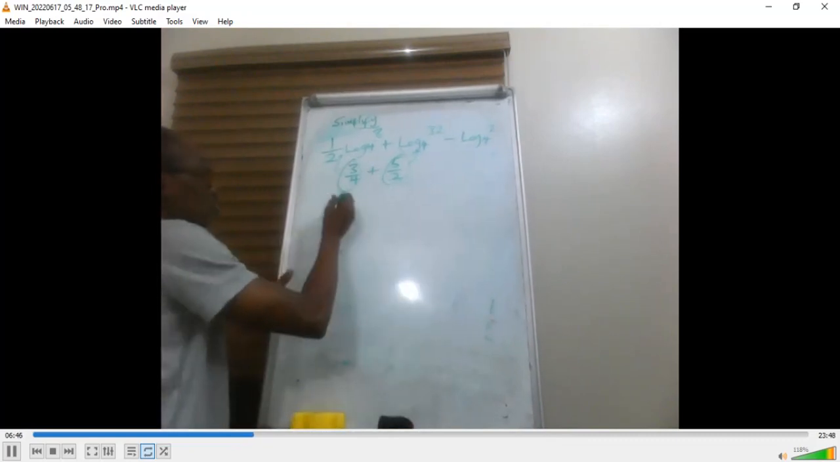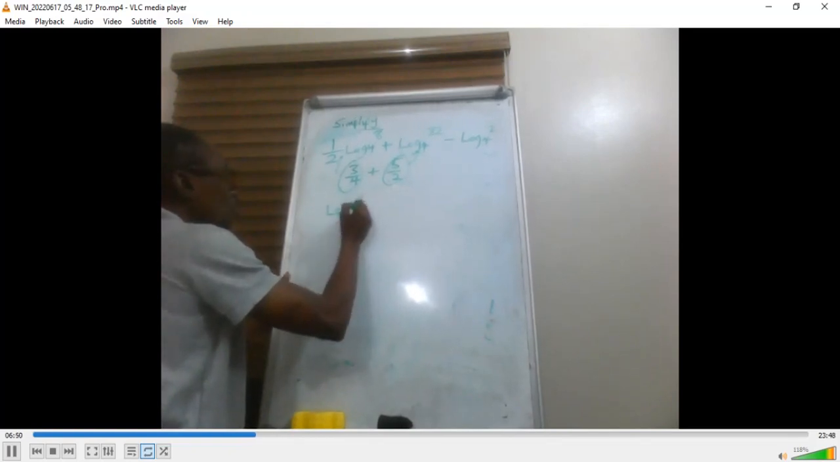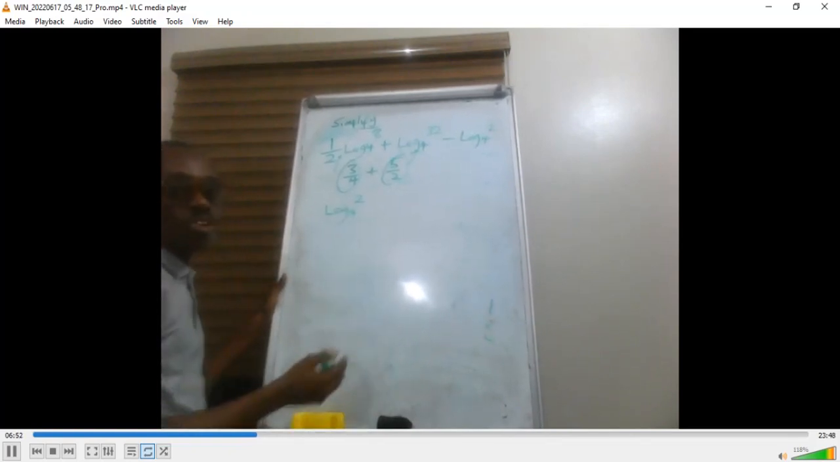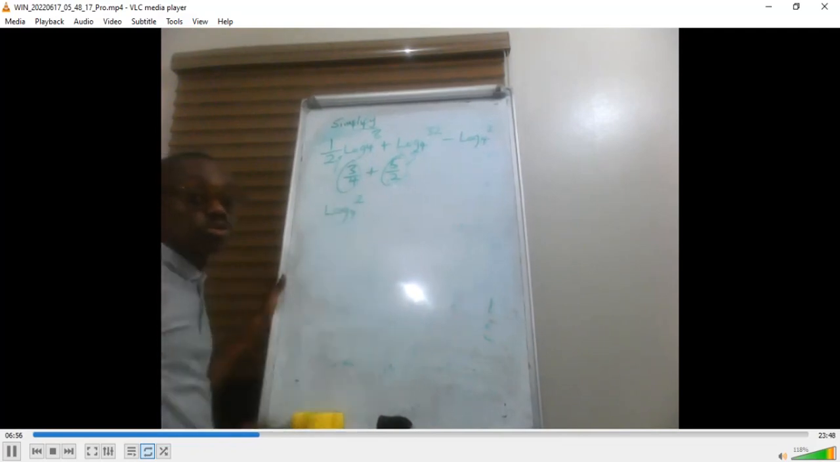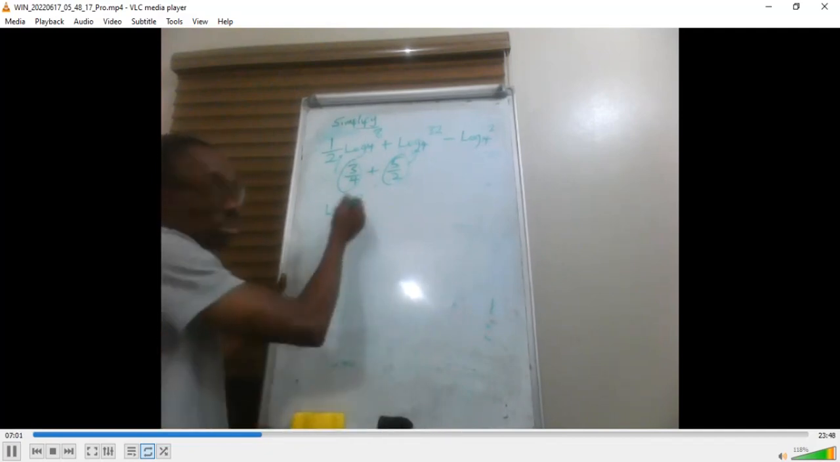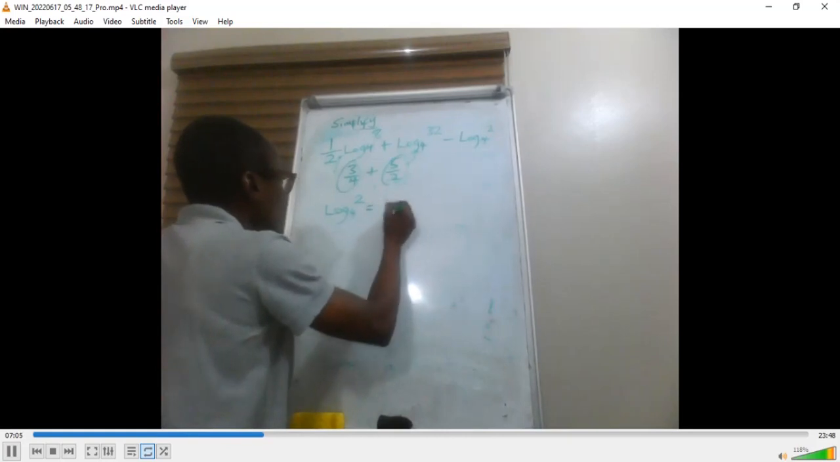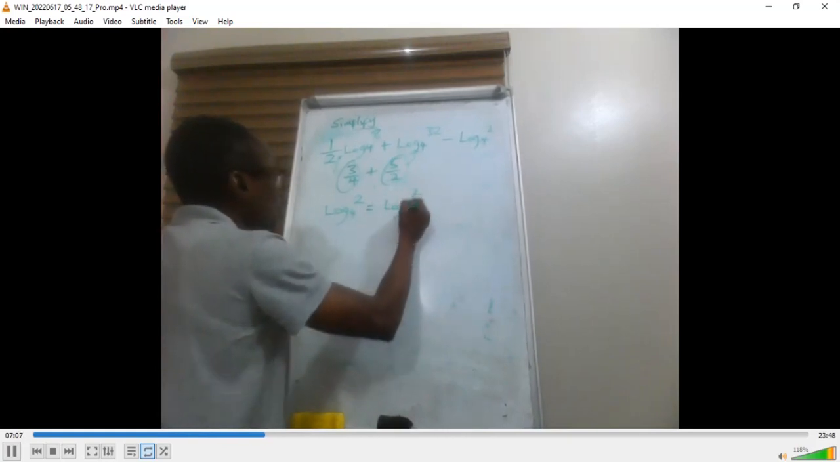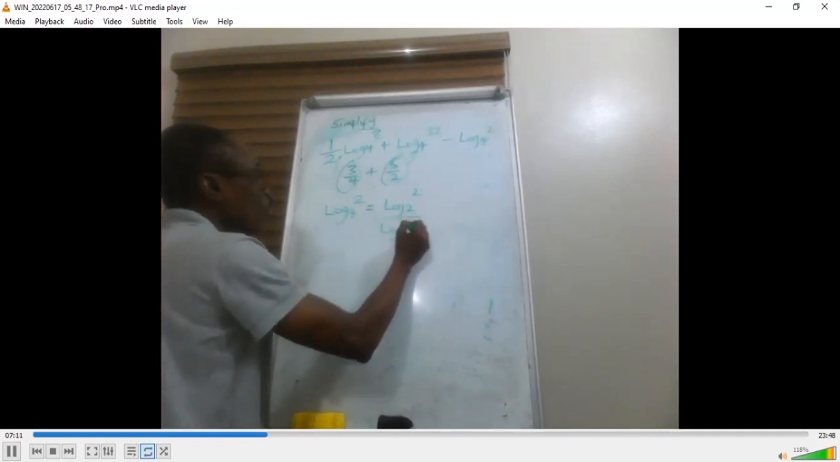So for the last part, we have log 2 base 4. So this is 2 raised to power 1, this is 2 raised to power 2. So we're going to use change of base concept. They have a common base 2, so it's going to be base 2. So this is equals to log 2 base 2 all over log 4 base 2.